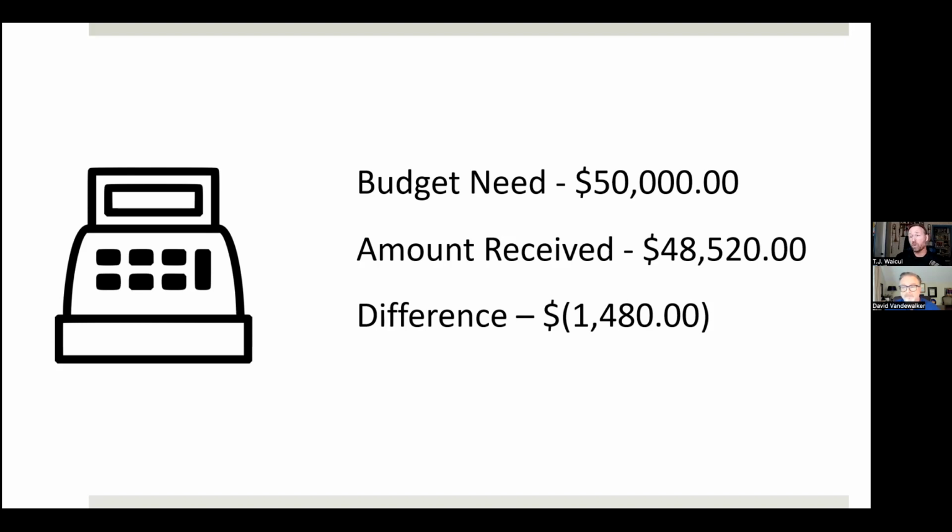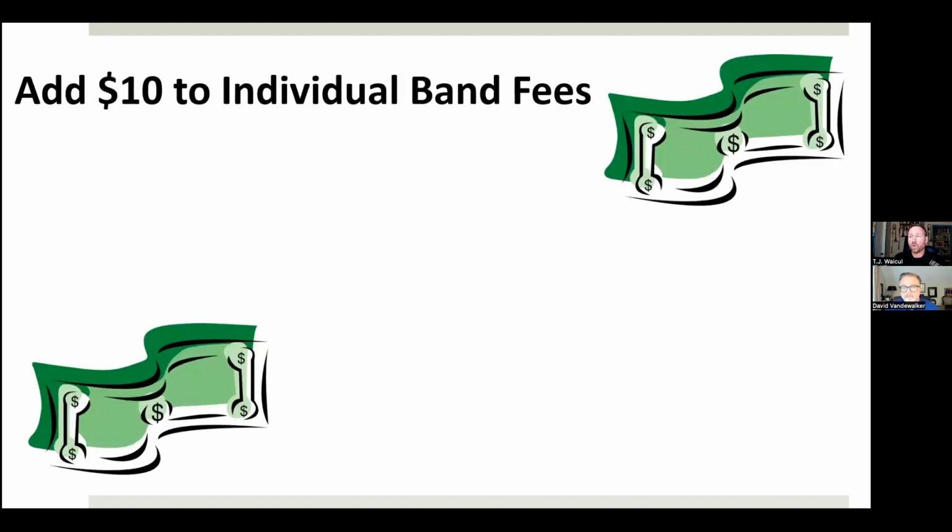Now, some folks say, well, we just eat that. It's something that we account for, it's the cost of doing business, right? But let's look at a couple of different options. Let's look at adding $10 to band fees, just a flat $10 fee. That way we assume some of the cost.